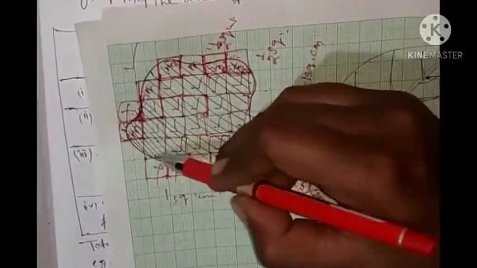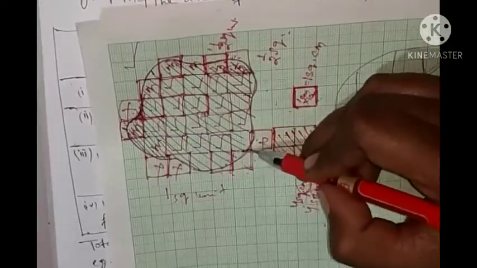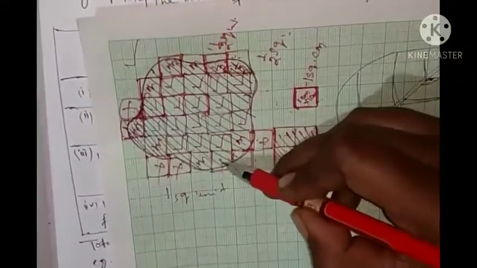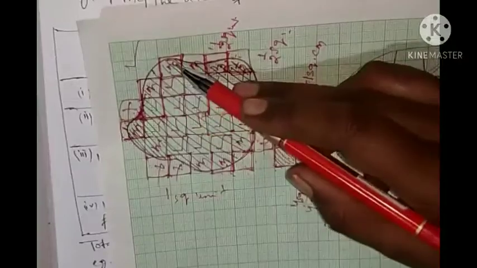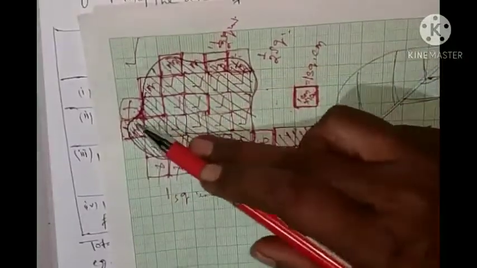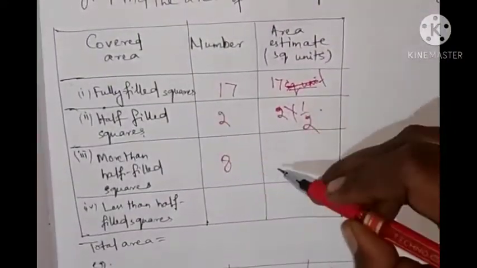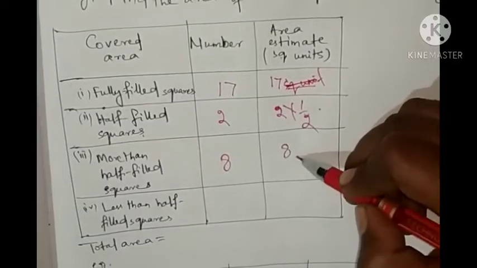Okay, then this is more than half filled, 5. Okay, so this is also more than half filled, 6, then 7, then 8. So how many more than half filled? I have written 1, 2, 3, 4, 5, 6, 7, 8. So we'll write 8. More than half filled means total 8 square units.